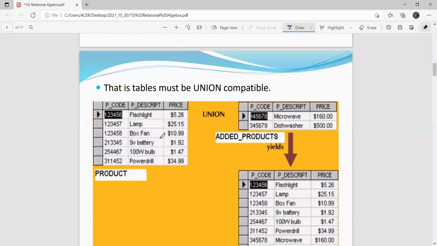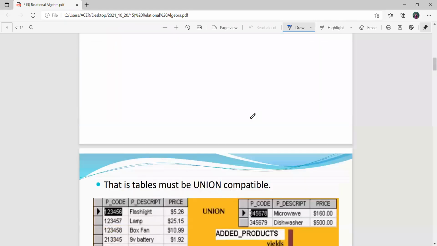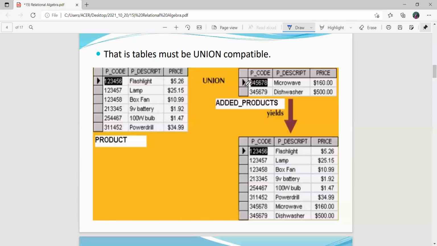In this case, you can see there are 2 tables. This is the product table and the added product table. So we are going to perform the union operator on these 2 tables. That means product union added product. To perform this, it is needed to have the same number of columns for both tables and also the same column names. You can see the number of columns in this table is 3, and the number of columns in the other table is also 3.